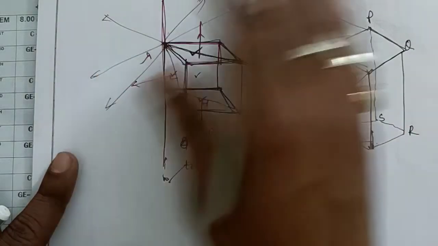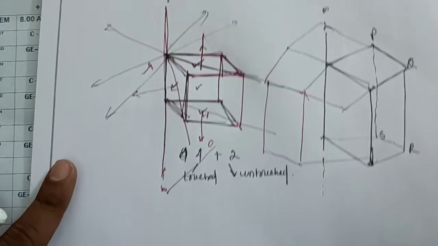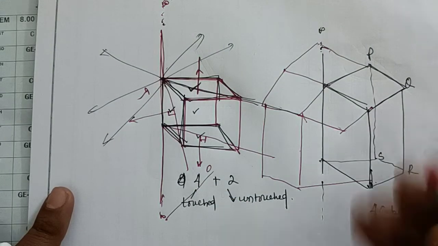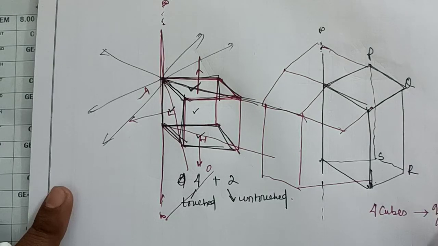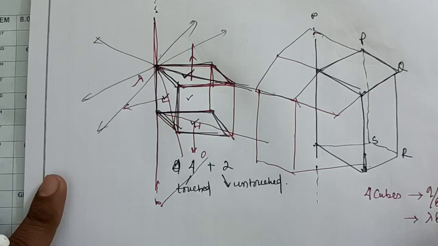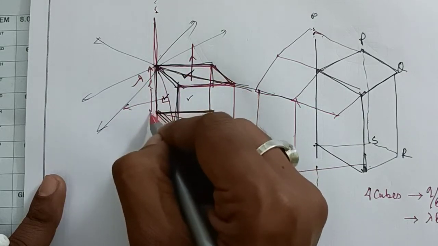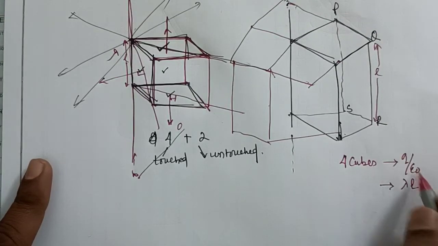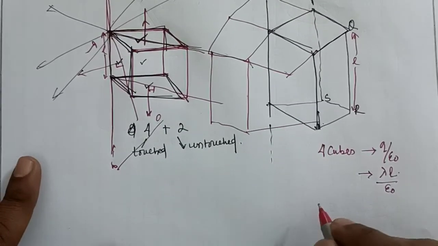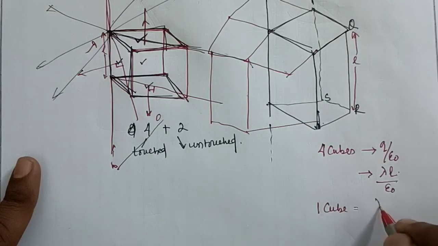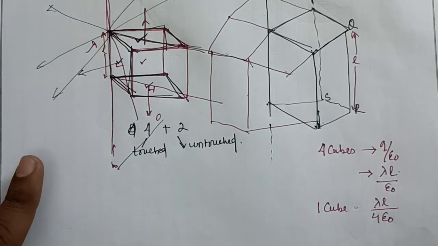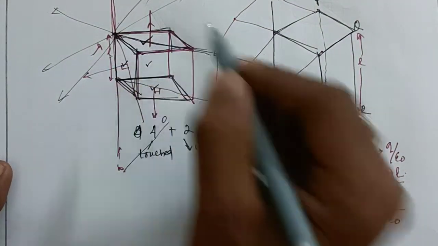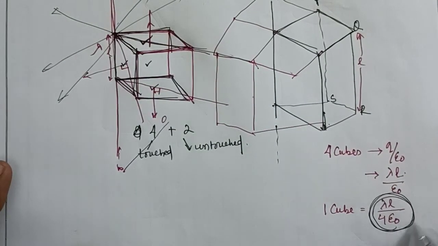So if 4 cubes enclose an infinite line charge, the flux is q upon epsilon naught. Q can be written as lambda L, because I said this length is L. The cube has length L. So for 4 cubes, the flux is q upon epsilon naught, that is lambda L upon epsilon naught. In 1 cube, how much flux will pass? That is lambda L upon 4 epsilon naught. This much flux will pass through 1 cube.